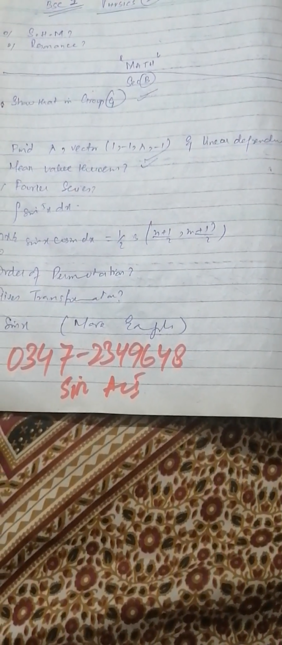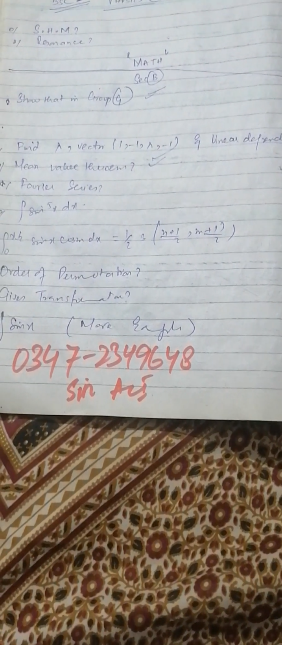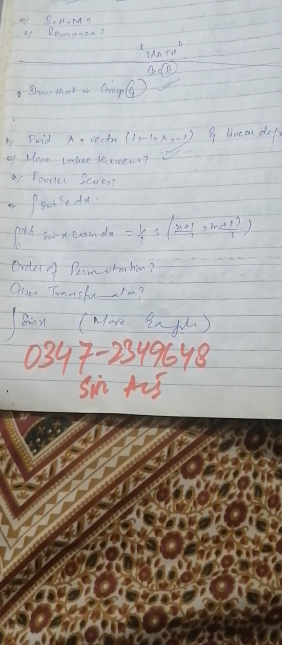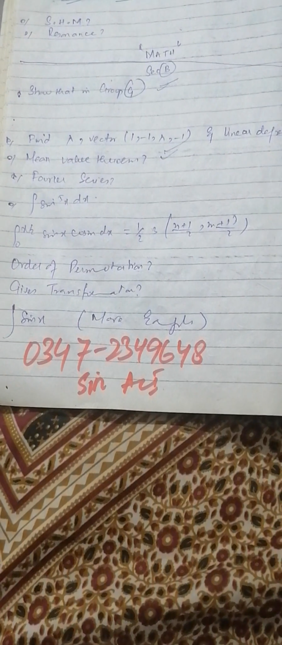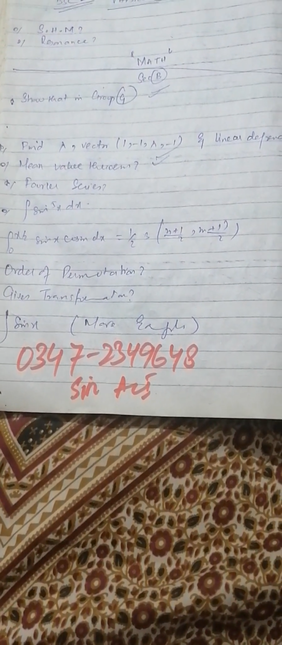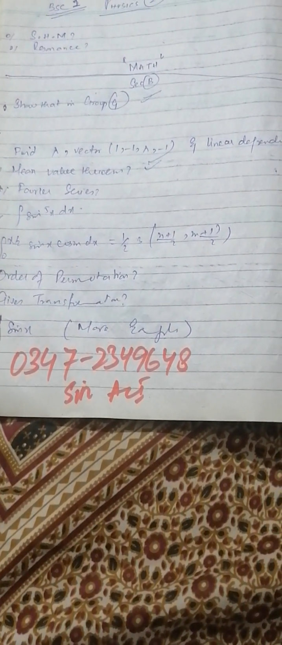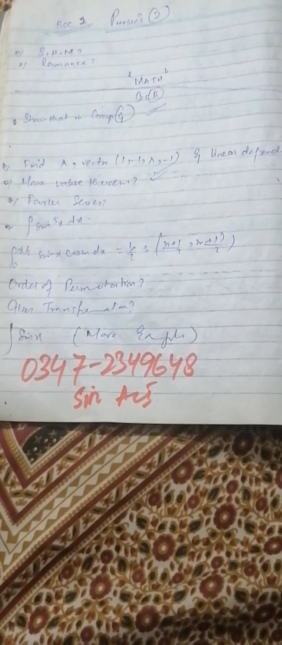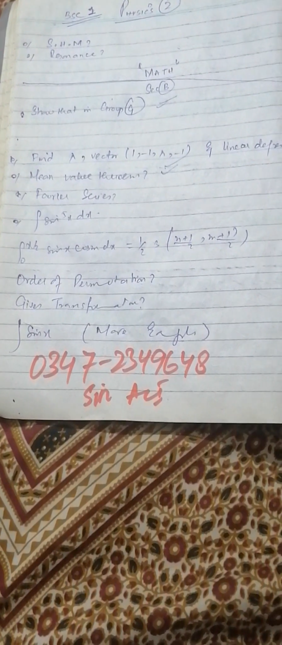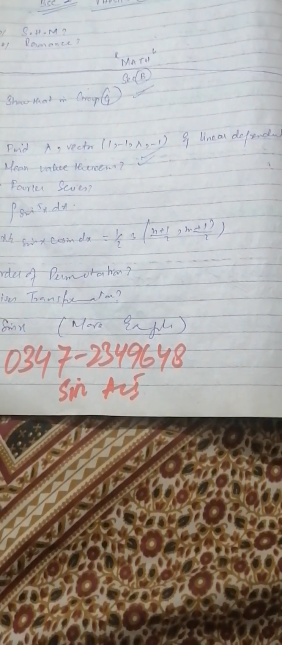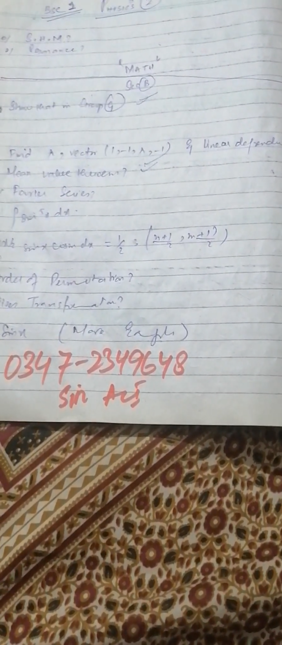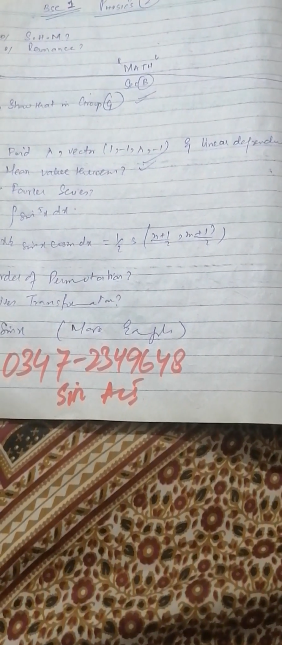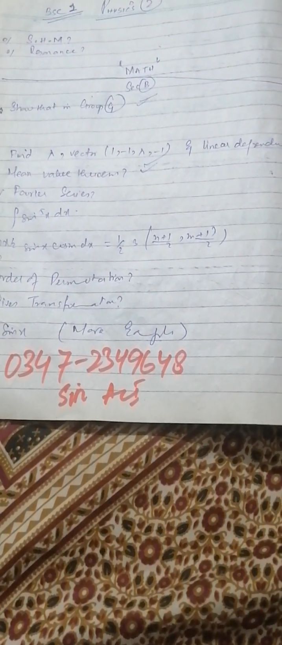Mean value theorem, Fourier series, integral of sine 5x dx, integral of sine cos dx is equal to 1 over 2, 3x plus 1 divided by 2. Order of permutation gives transposition formation, and this bracket cross sign. So I have already informed you that I mentioned the basic topics. You have to perform the relevant examples from your books and exercises.